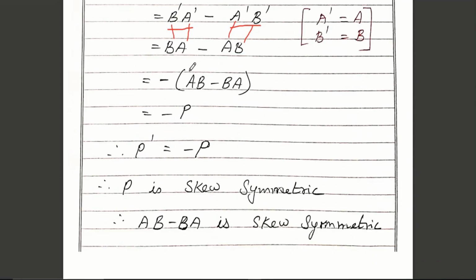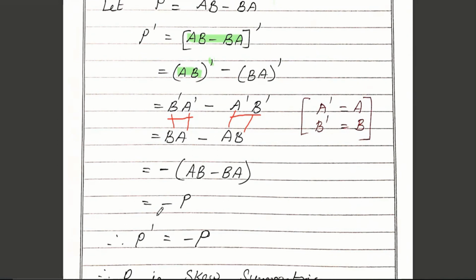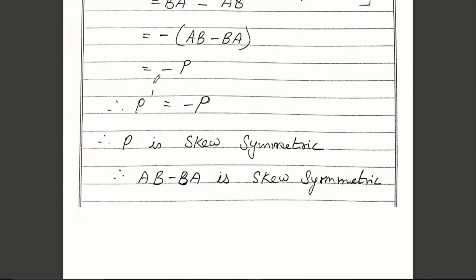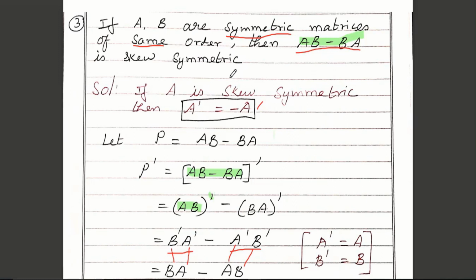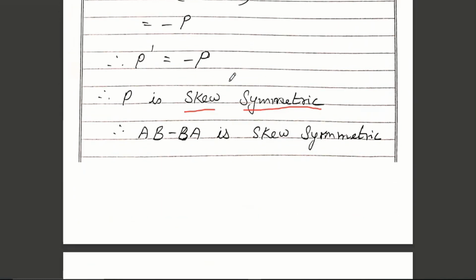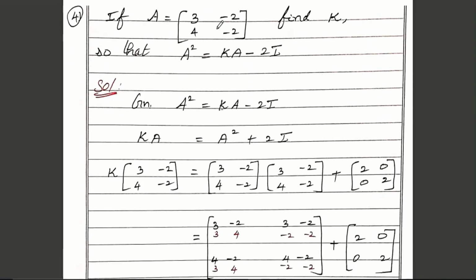Then I have pulled off the negative sign outside, then it becomes AB minus BA. Look, the opposite sign of the given matrix comes, which is equal to negative P. So P transpose is negative P, hence I have proved that it is skew symmetric. That is what he has asked me to prove, which we have done. Let me move on to the next sum.